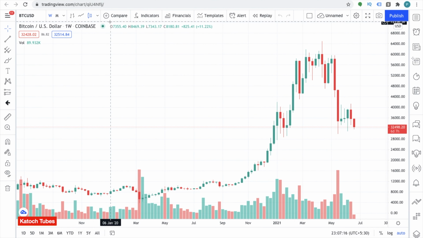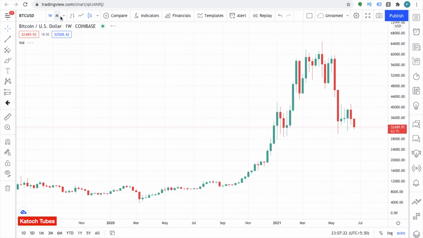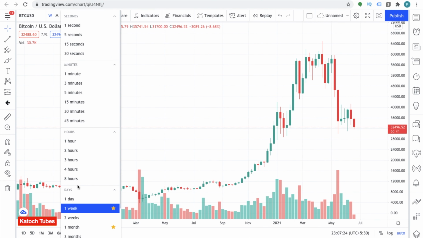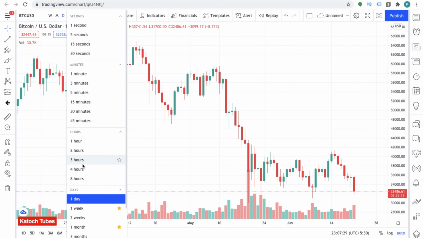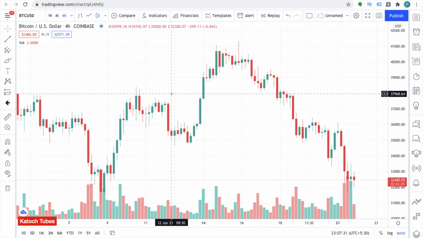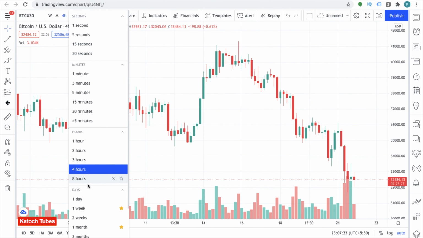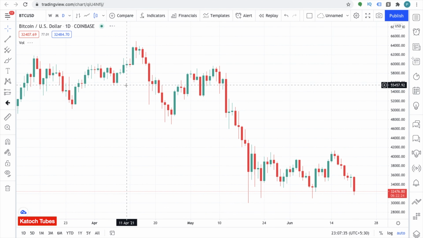Also on top of it you can see the time frames. You have monthly, you have weekly, and then you have all the other time frames. You can switch to daily, so this is the daily time frame. You can switch to hourly, so this one is 4 hour, and likewise. So let me put it to day.